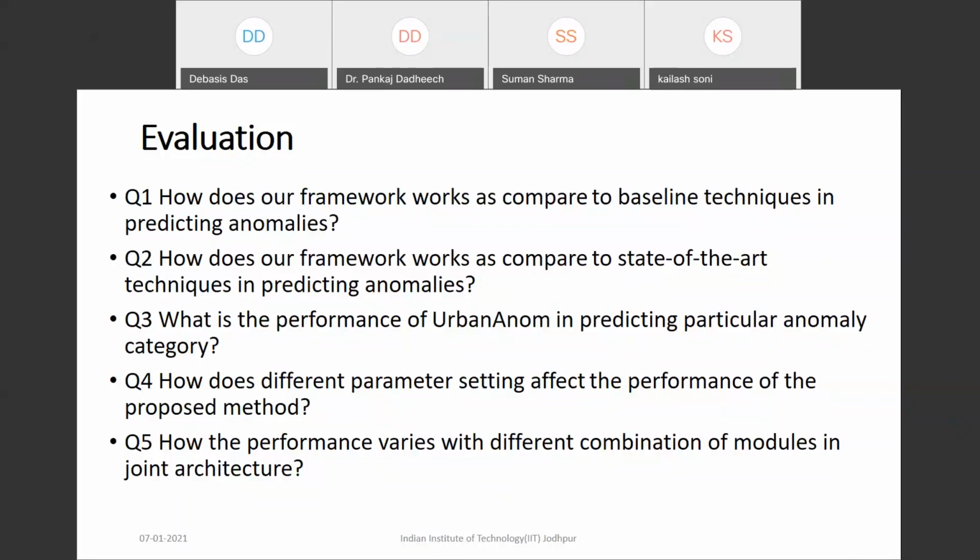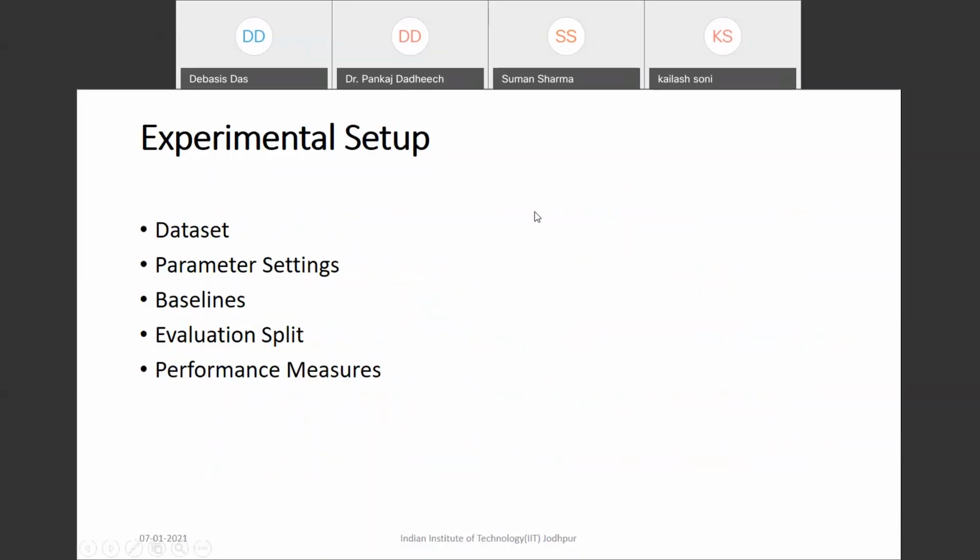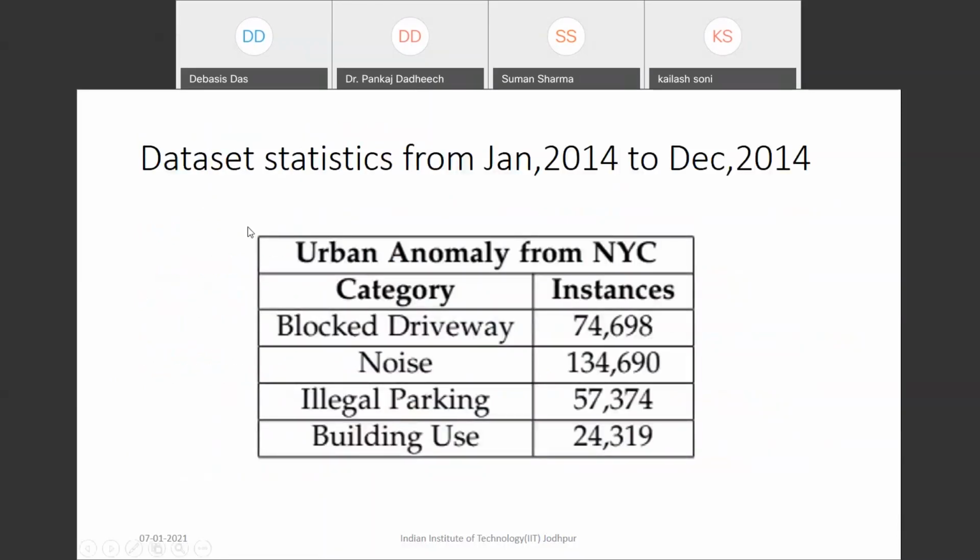In this case, model selection is based on your application. So what is your application, and what is your feature selection? And how are the features related to each other? This is a very important thing. In this example, we consider the urban anomaly, based on some parameters, and based on this concept, the categories and instances.